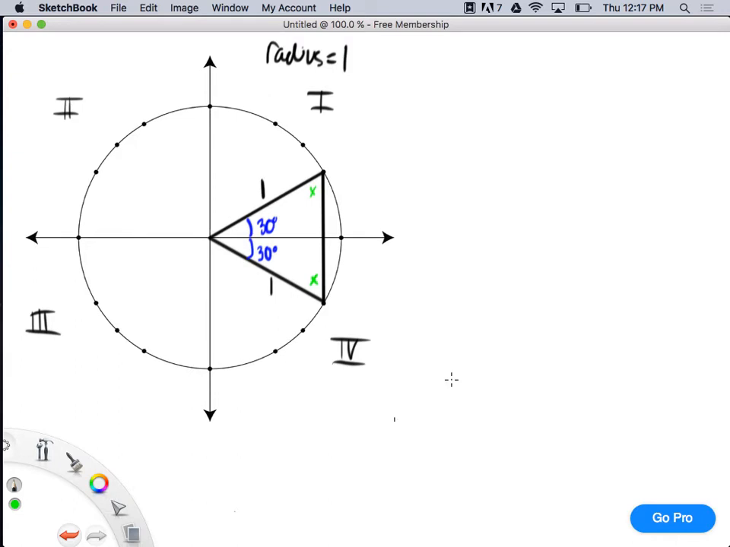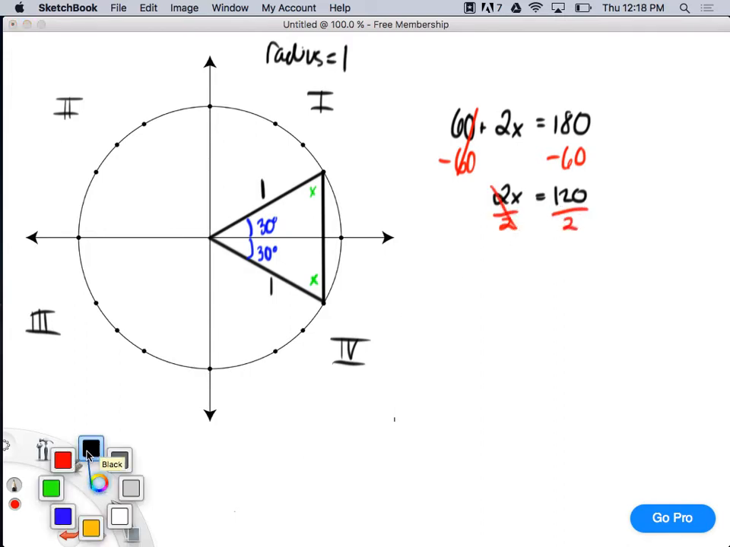Now, I want to solve for those angles. I've got to figure out what those angles are. What do I know about the sum of the interior angles of a triangle? They add up to 180. Very good. So, if I write this down, 30 plus 30 is 60. x plus x is 2x, so 60 plus 2x has to equal 180. And I can use this equation now to solve for x. I subtract 60 from both sides. I get 2x equals 180 minus 60, which is 120. And then I divide both sides by 2. And I get x equals 60.